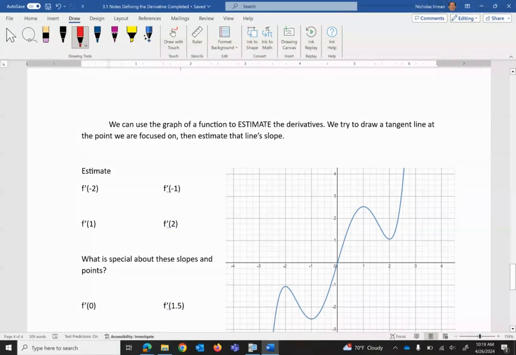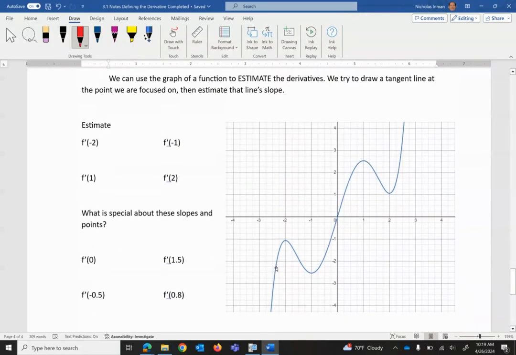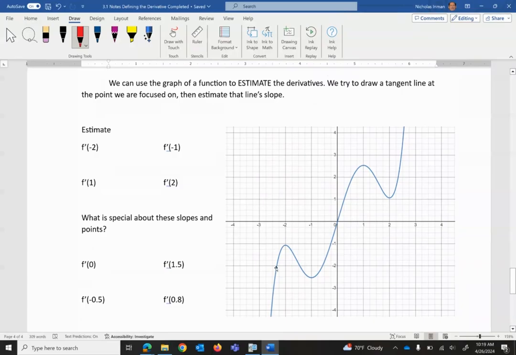So I have a graph. We can use the graph to estimate. So at -2, right here, estimate the slope of that graph. Well, it looks like it would be this. I think the slope here would be 0. That's cool. F prime of -1 is here.